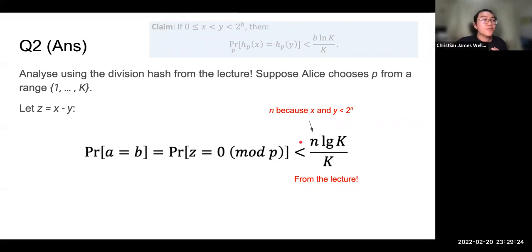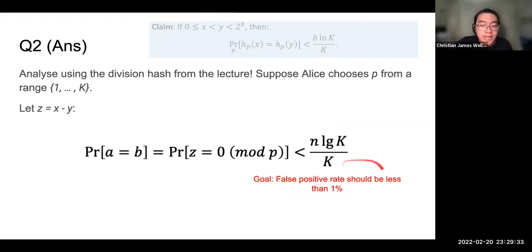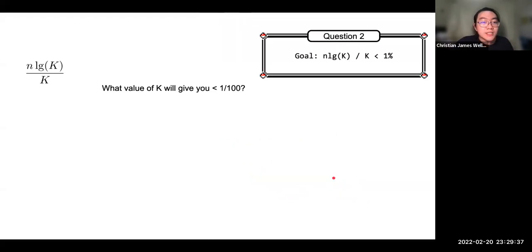And what's the value of k that we should choose? Okay, again, this is very similar to whatever you have seen in lecture. So the goal is that the false positive rate should be less than 1%. This is our goal. This is what the question wants. So what value of k will give you 1 over 100? That's the question we're going to ask. This is our goal.